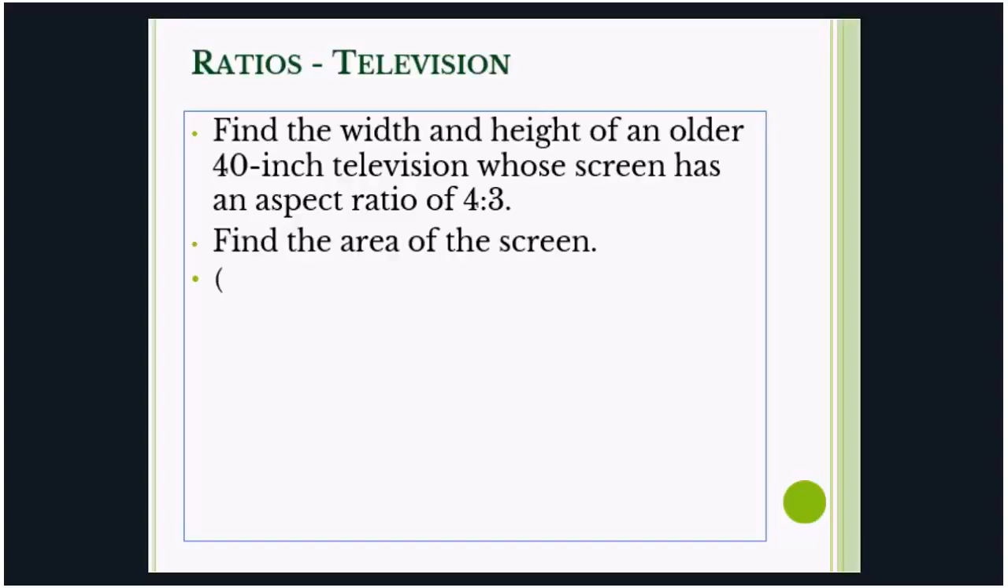All right, next we get into the television problem. The television problem are your ratio problems, finding width, height. Here I have an older TV, which is a 40-inch TV. Remember, the 40-inch represents the diagonal on the TV.